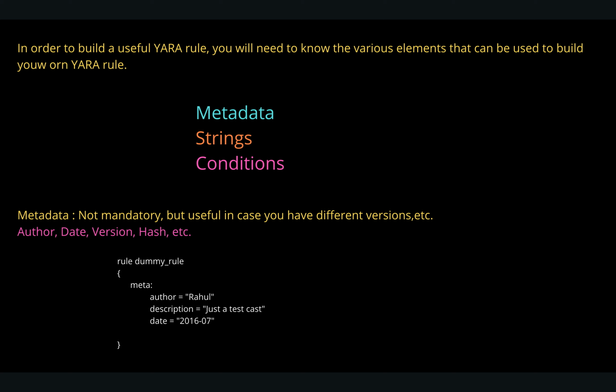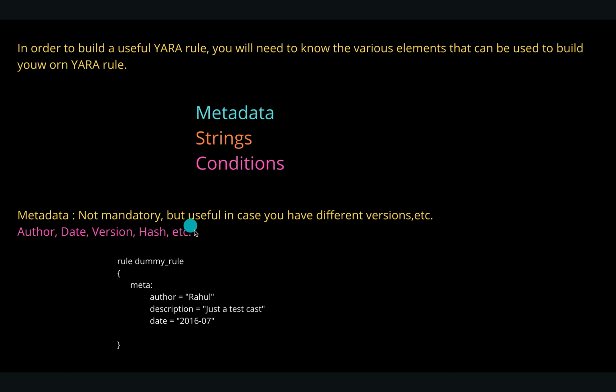The second element is the strings that you are looking for in a malicious binary or a potential malicious executable file. The third is the condition that will be matched. We know that metadata is not mandatory, and it is just data about the particular Yara rule that you want to enforce. It is useful in case you have different versions of a rule.